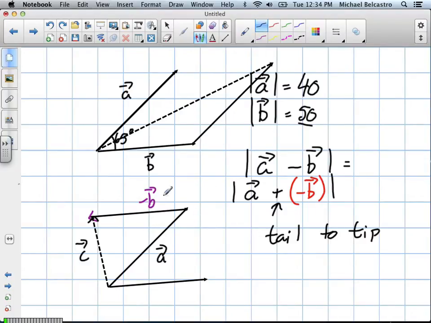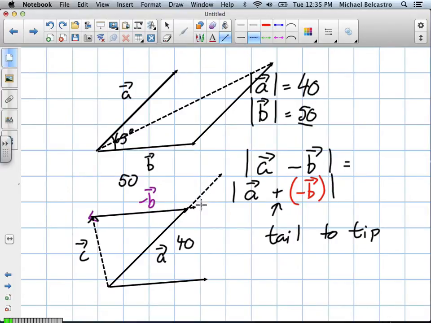This B is still a magnitude of 50. Our A is 40. We need to figure out what our angles are going to be, and we'll extend these to help us. We know that this one angle here is 65 degrees, where A and B cross.